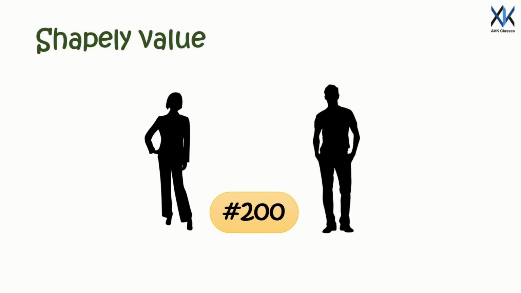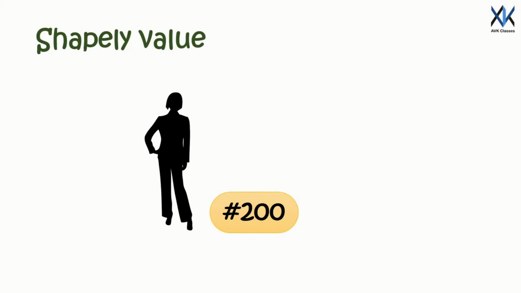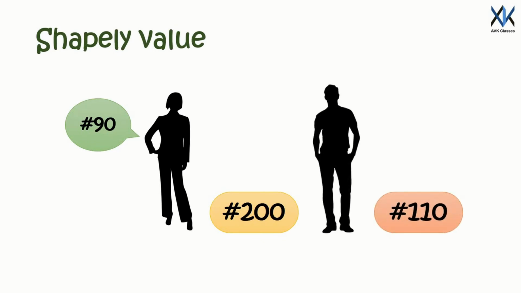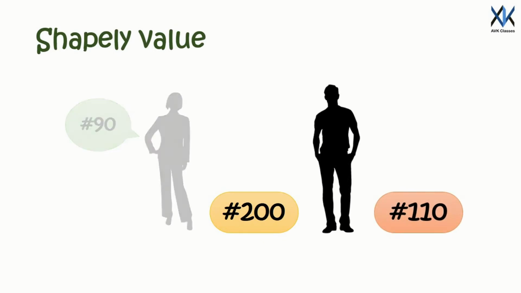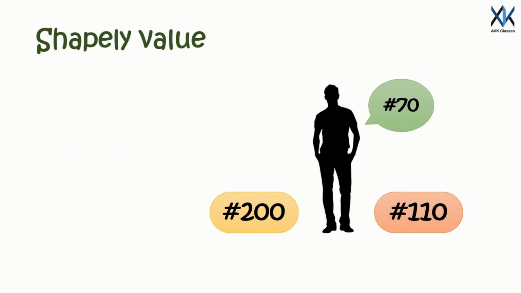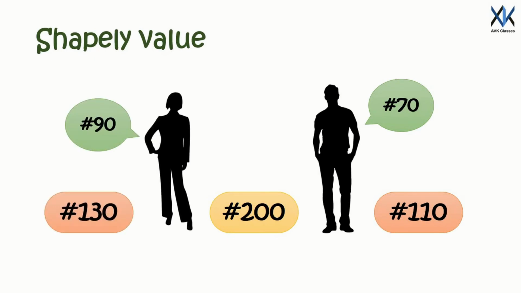According to Shapley value, if Matt is taken out of the system, Kim will have to make cookies alone, and she can make only 90 instead of 200. So Matt's contribution is 110 cookies. But if Kim is taken out of the system, Matt will have to make cookies alone, and he can make only 70 instead of 200. So Kim's contribution is 130 cookies.